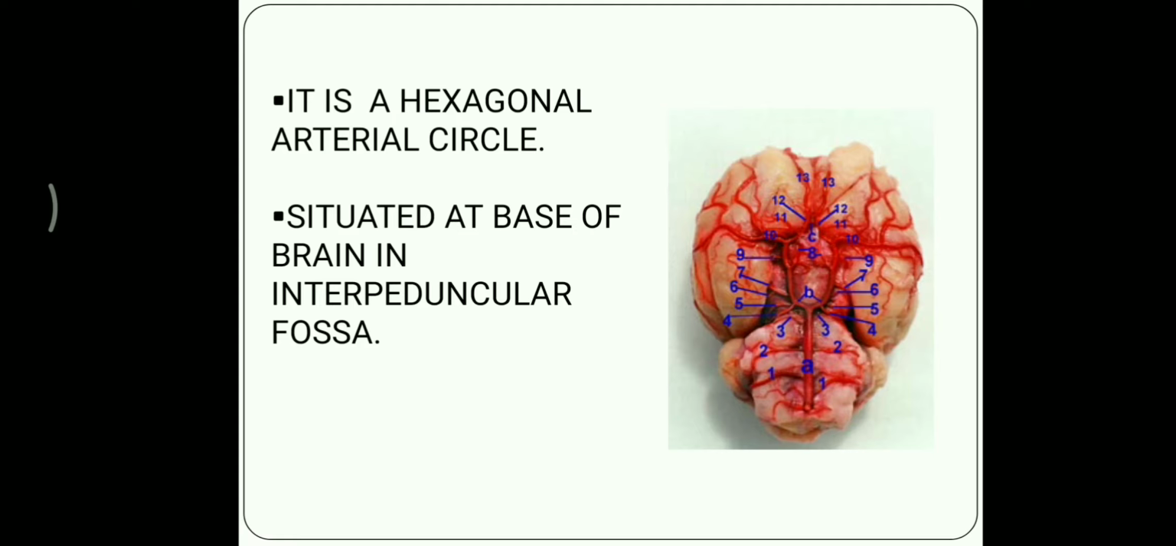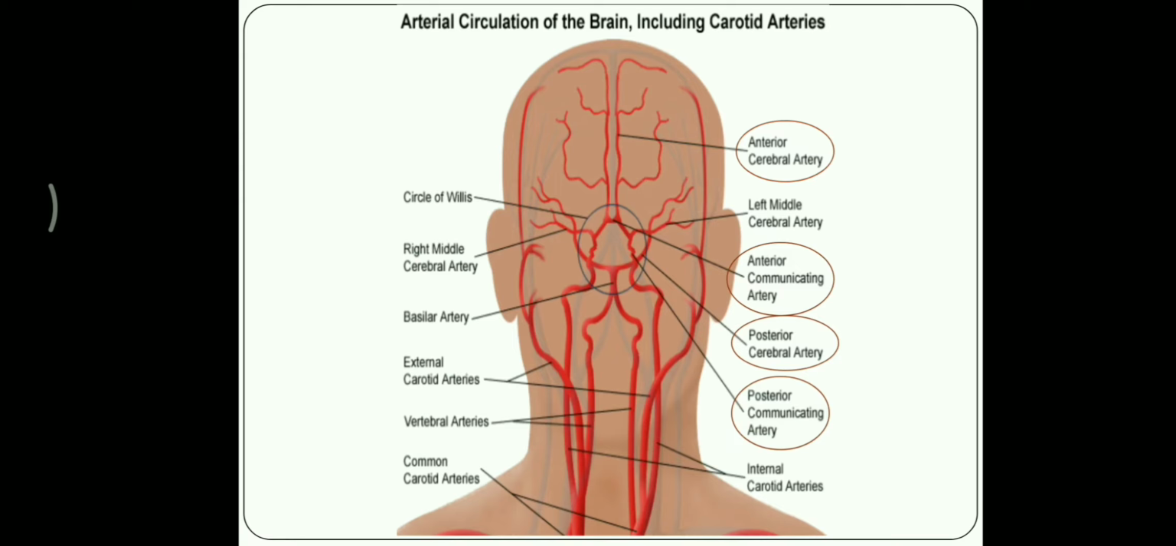It is a hexagonal circle. You can see the shape is pretty much hexagonal, which is situated at the base of the brain in the interpeduncular fossa. Now in this other diagram, you can see the position of it, and the arteries involved in its formation.